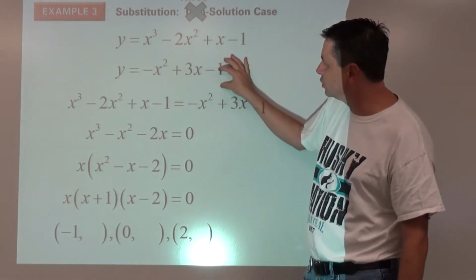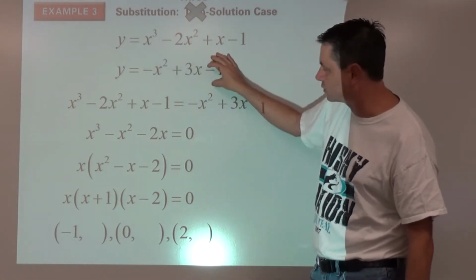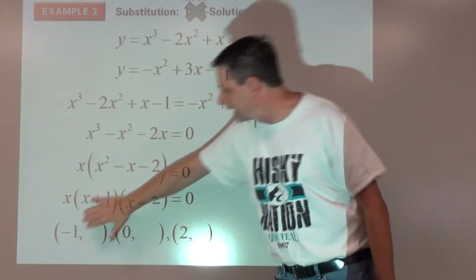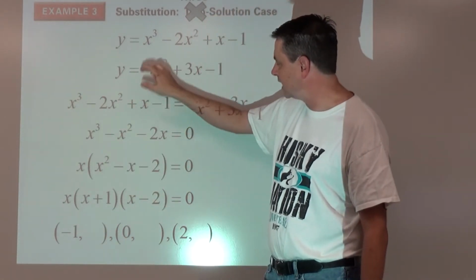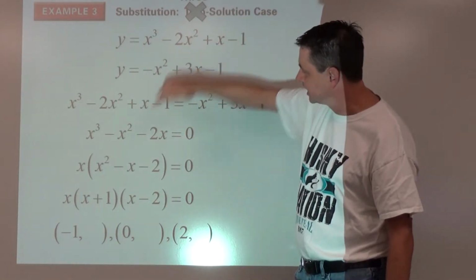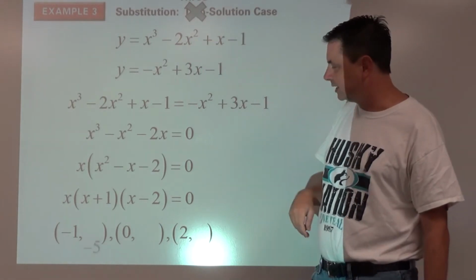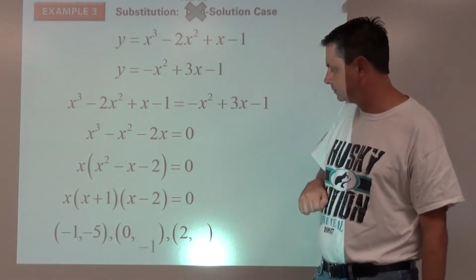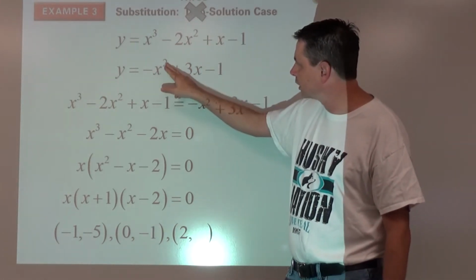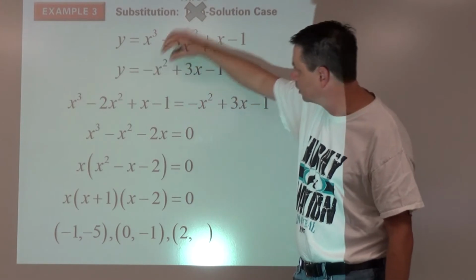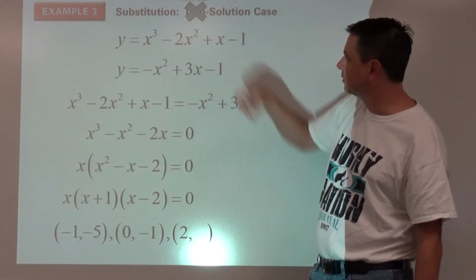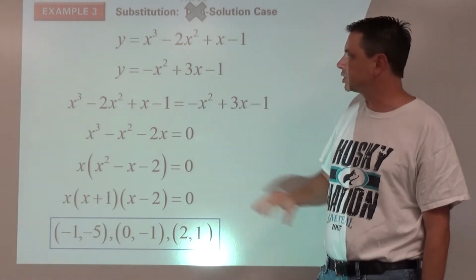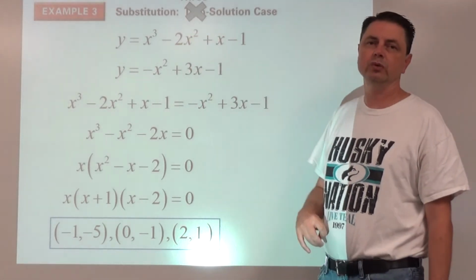I think I might choose the one that's not cubic, so just the one that's squared. So careful on this first one here. Square the x, which would be 1, take the opposite, so -1. 3 times -1, -3, and another -1 is -5. 0 should be easy. Gone, gone, -1. And what about our 2? 2 squared is 4. Opposite of that, -4 plus 6 minus 1. And we get 1. 3 points of intersection, 3 solutions to the system.